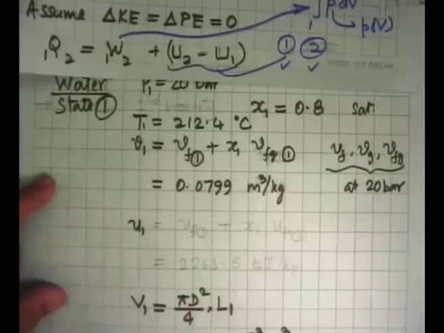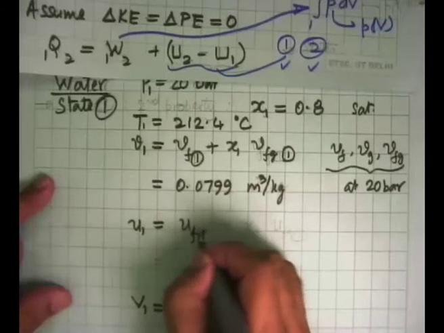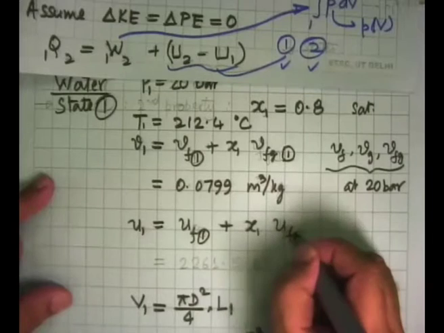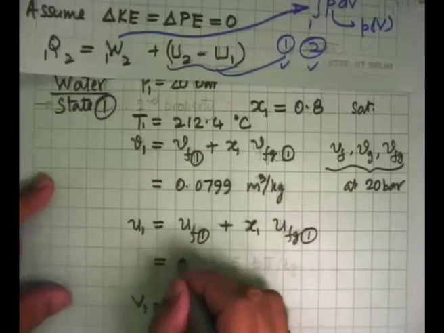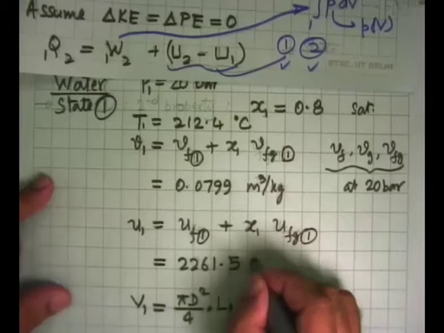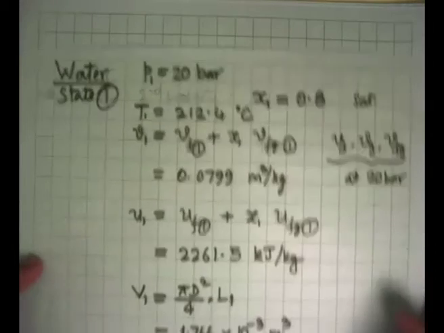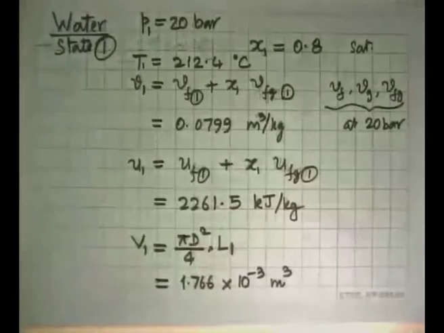Then we will need the specific internal energy, and we do exactly the same type of calculation. This is Uf at state 1 plus x1 Ufg at state 1, and when we do the complete calculation, this will be 2261.5 kilojoules per kg. Okay, so this is what we got now, V1 also.